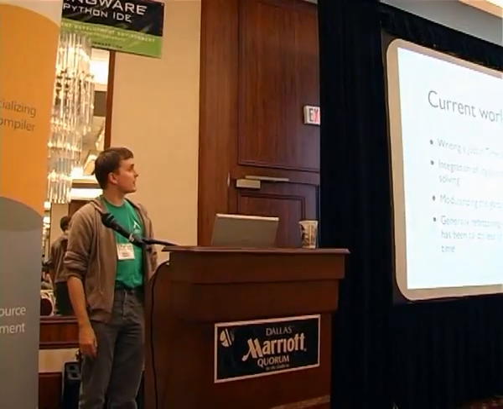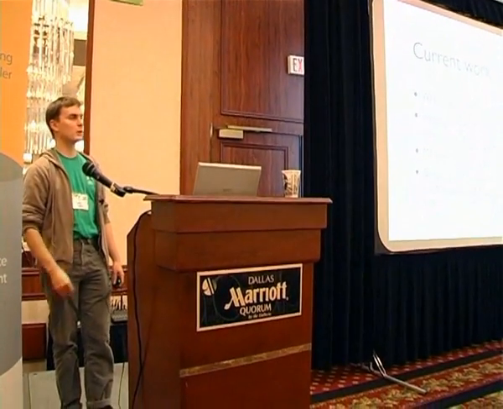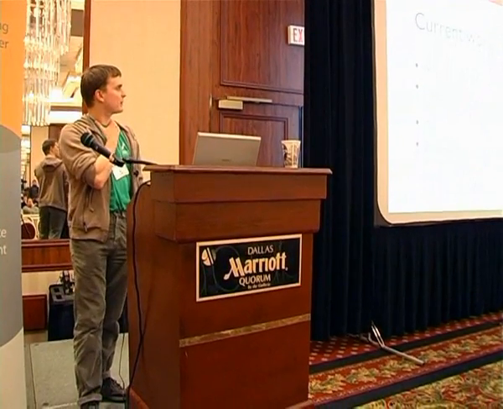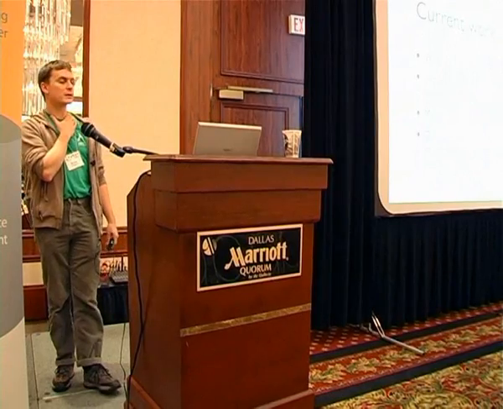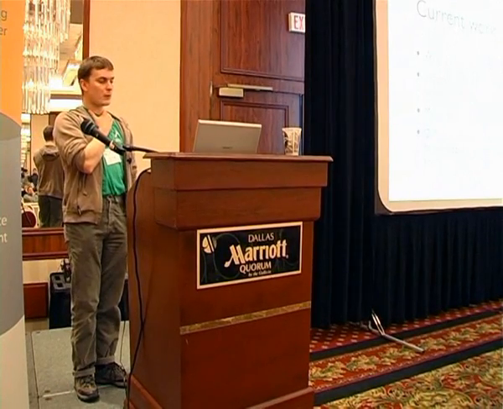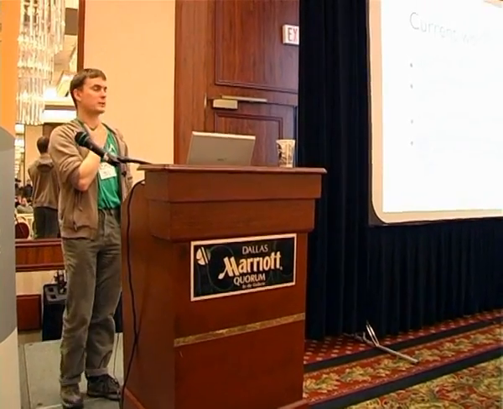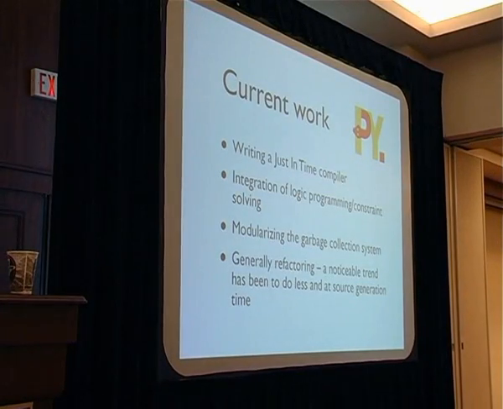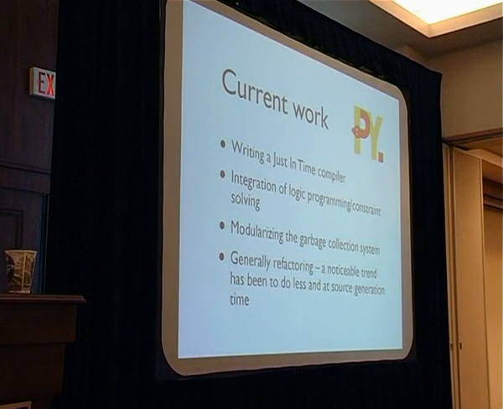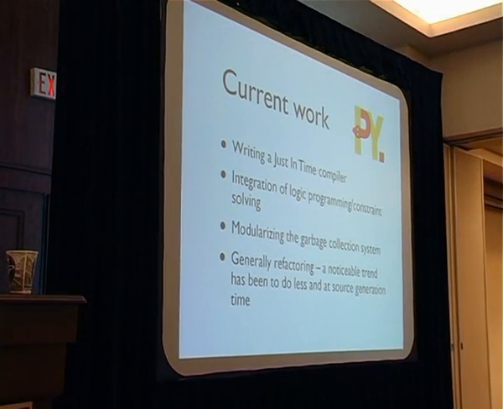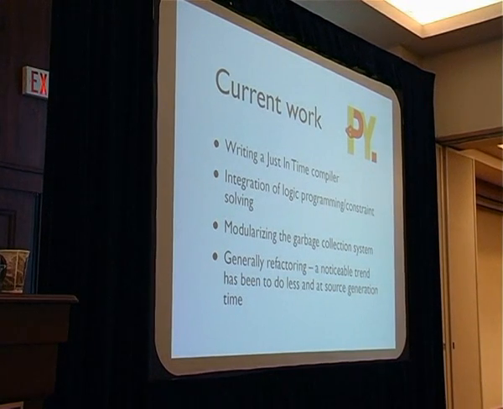So the sort of things we're doing right now, which I don't want to talk about in much detail because they're not really done yet, we're writing a just-in-time compiler. There's integration of logic programming, constraint solving, and data flow variables into the Python language. We're modularizing the garbage collection. We want to be able to experiment with different garbage collection strategies without having any impact on the rest of the source code. And there's, of course, just general refactoring, as I said before.